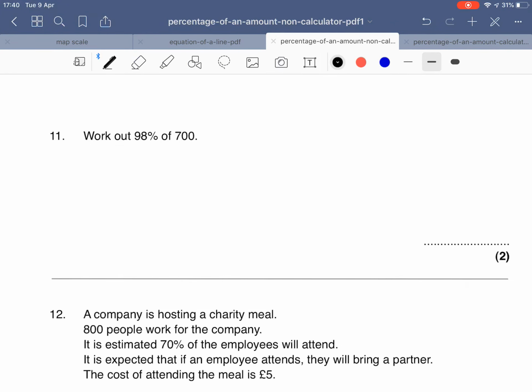Work out 98% of 700. So don't do the 10%, times it by 9, 1% times by 8. That's way too long, because this is very close to 100%. I could find 2% and then take it away. So I could find 2% and then subtract it to get the 98%.